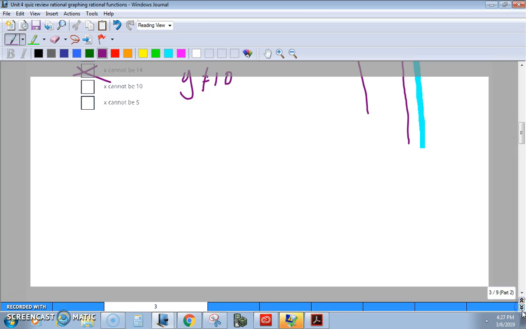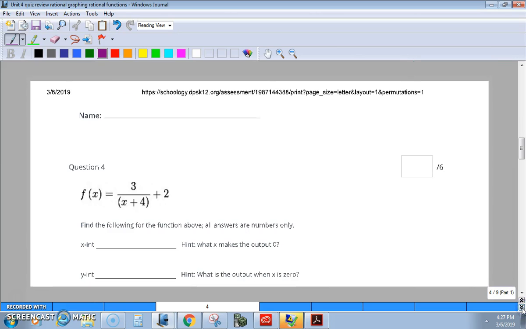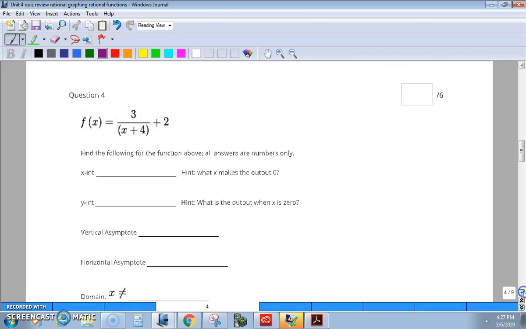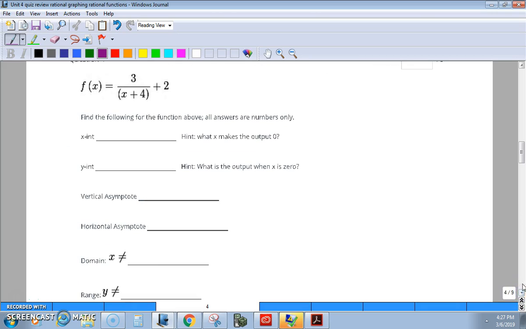All right. Question 4. This is the one that had a bunch of different questions in there. Hopefully I can get this all in one video. Find the following for the function above. All answers are numbers only.